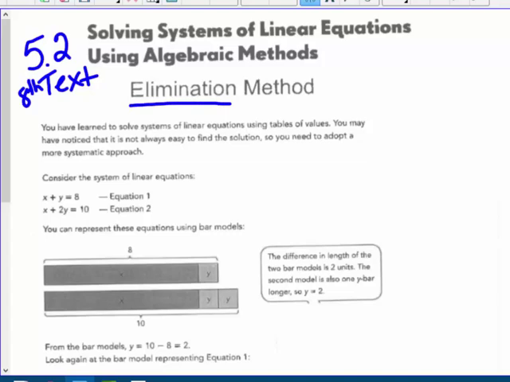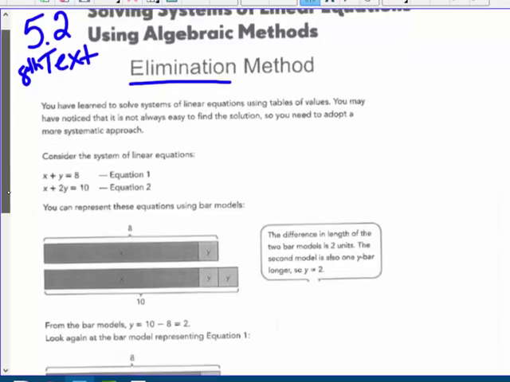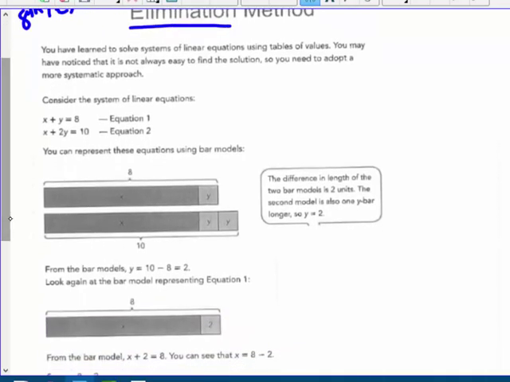You have learned to solve systems of linear equations using a table of values and graphically, but you may need to use a more systematic algebraic approach. So this is the algebraic way of solving it. Consider the system of linear equations: x plus y equals 8, equation 1, and x plus 2y equals 10, equation 2.